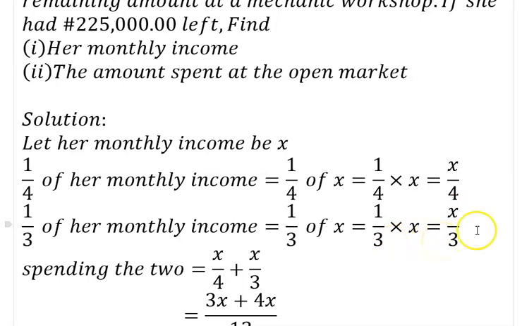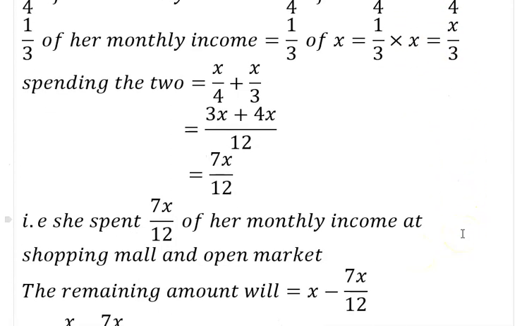Now, she has spent the two already. So, since she has spent the two, x over 4 and x over 3, let's add the two that she has spent already. So, x over 4 plus x over 3. The LCM of 4 and 3 is 12. How many times will 4 go in 12? 3. 3 times x is 3x, plus. How many times will 3 go in 12? 4. 4 times x is what? 4x. So if you say 3x plus 4x, it will give you 7x over 12. That means she has spent 7 over 12 of her monthly income at the shopping mall and at the open market. So that is clear.